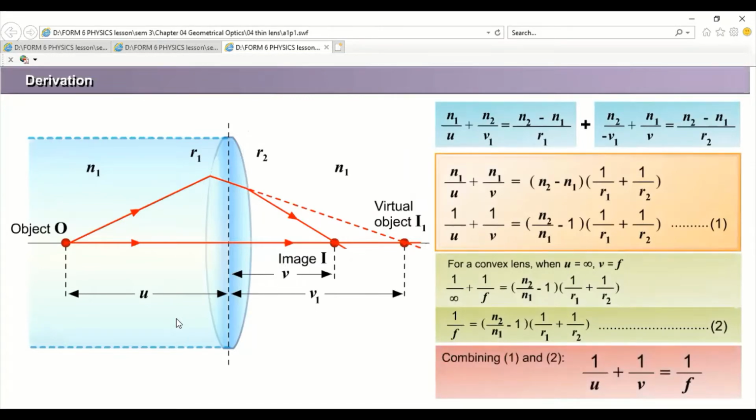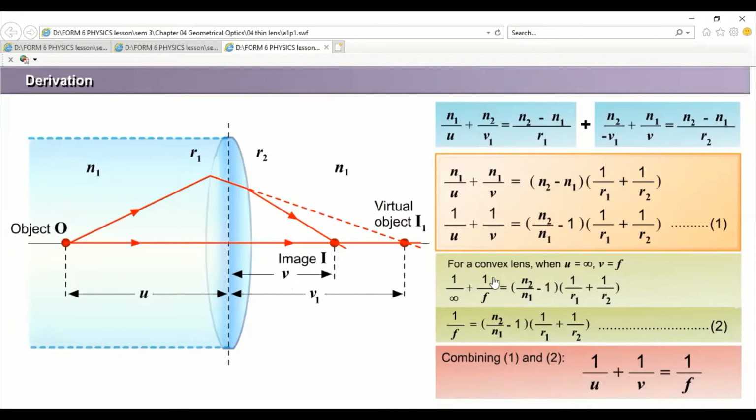by adding the two formulas formed by the first curved surface and the second curved surface, we find that N1 over U plus N1 over V equals N2 minus N1 times 1 over R1 plus 1 over R2. Rearranging, we get that 1 over U plus 1 over V equals N2 over N1 minus 1 times 1 over R1 plus 1 over R2.